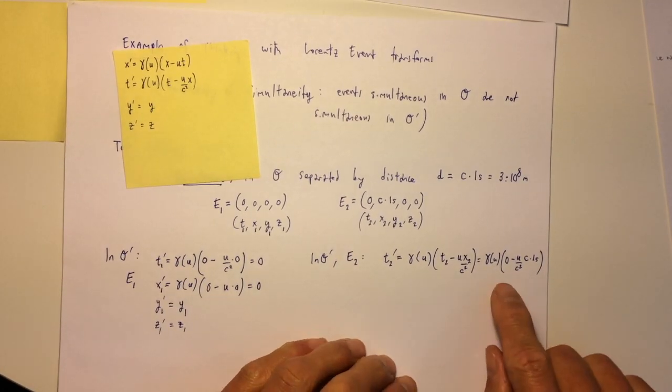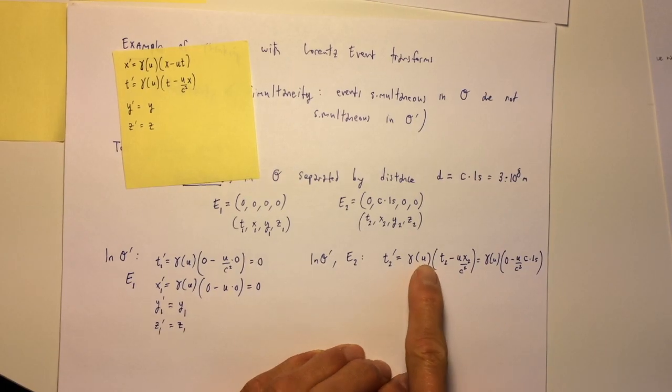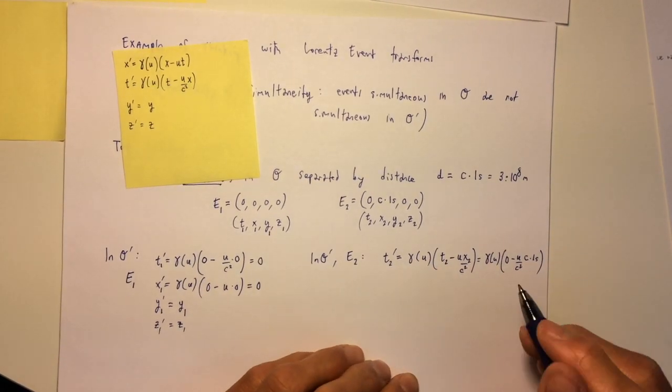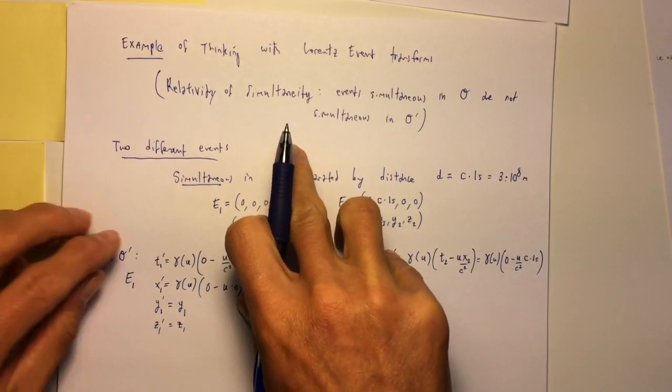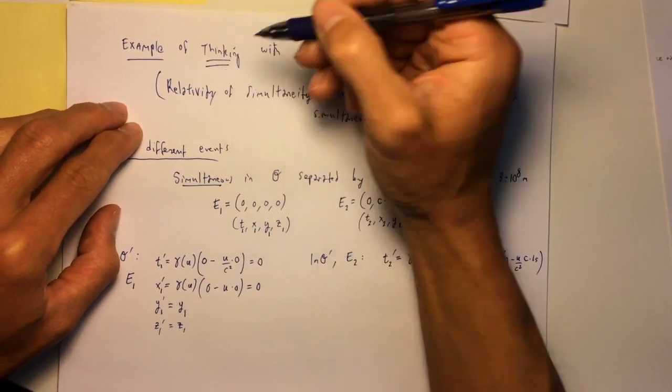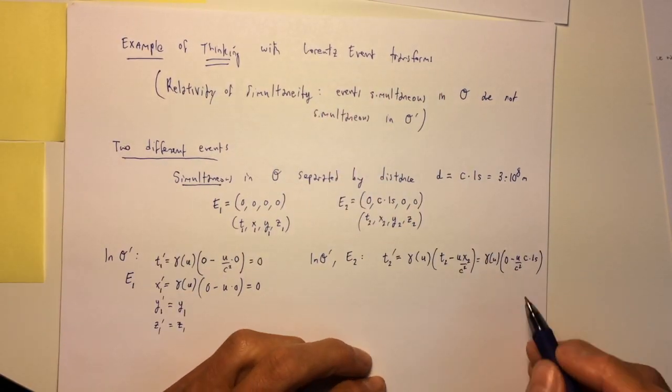So if you care, you can take out your calculator, and if I give you that U is some fraction of the speed of light, you can calculate this out. But I don't necessarily want to calculate things. I just want to think, right? I want to think with the Lorentz event transforms. So let me think about this.